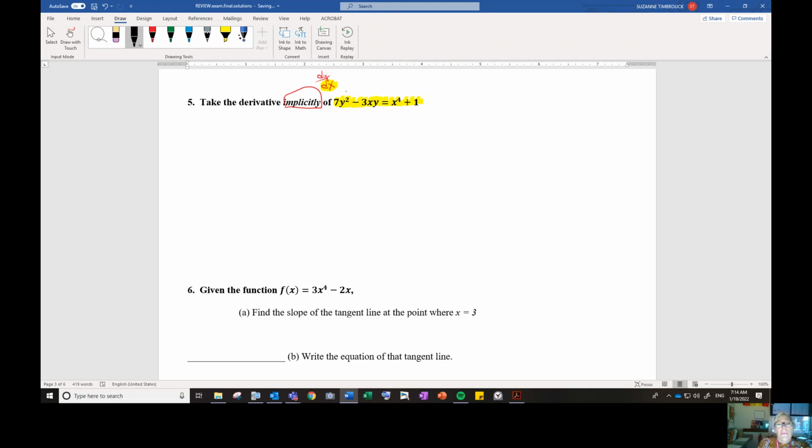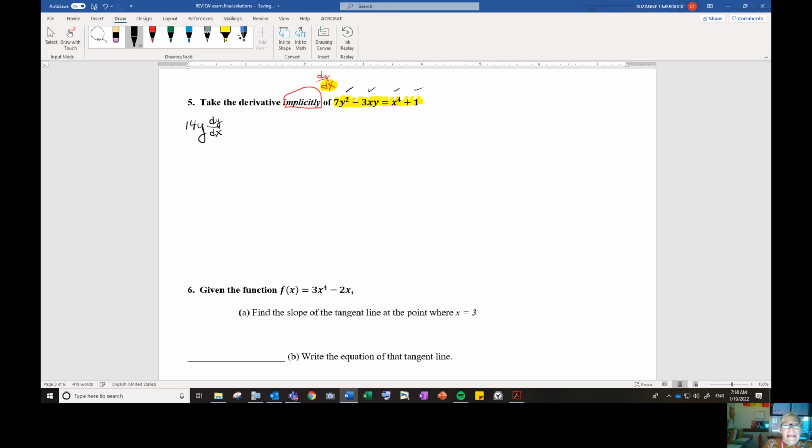So we go term by term through the equation, taking the derivative of every part and stating whether it's a derivative of y with respect to x or a derivative of x with respect to x. Okay, so 7y squared, 7 times 2 is 14. So we have 14y to the first. But that is a derivative of y with respect to x.